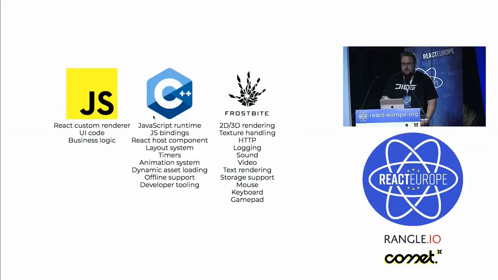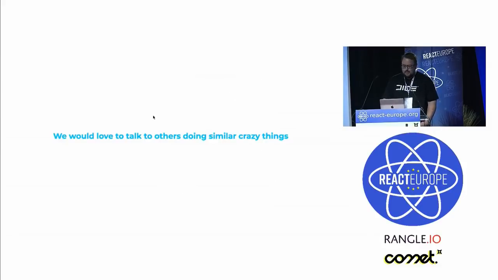There's no setTimeout in the JavaScript engine. You need to implement that yourself. You need an animation system because you don't want to run it on the UI thread. You need to dynamically load assets over HTTP because the Frostbite game engine is optimized for loading from disk. You need offline support, developer tooling, debugging, stuff like that. So it's a lot of work, and I don't recommend it unless you really need to. Thank you. We would love to talk to others doing similar crazy things.